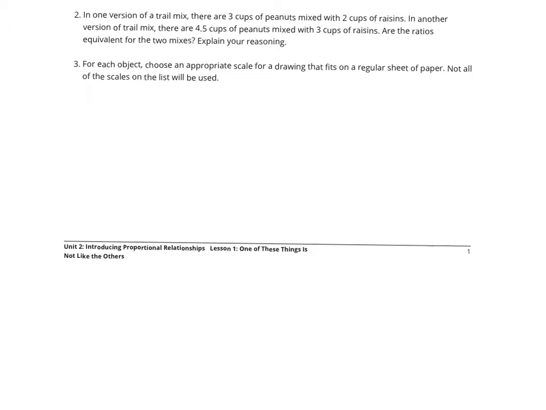Okay, hello everybody. Today we're going to work on just the practice problems from Lesson 1 and Lesson 2 inside Unit 2. So we are on, I don't know what page in your book, sorry, but these are the practice problems for Unit 2, Lesson 1.